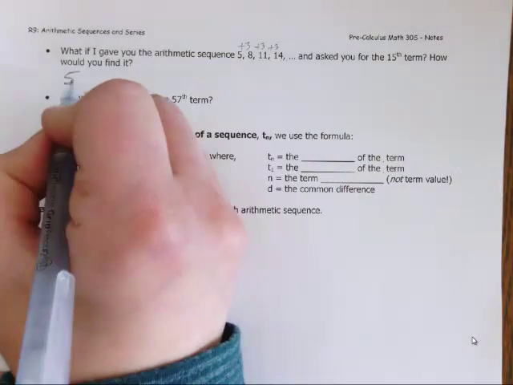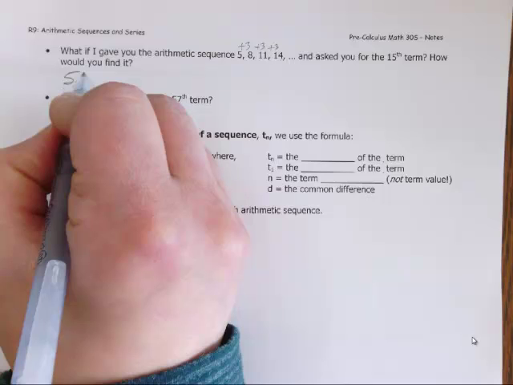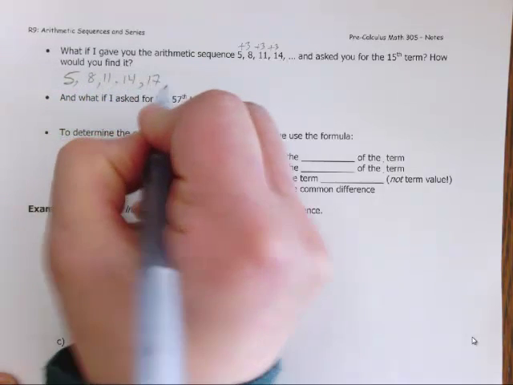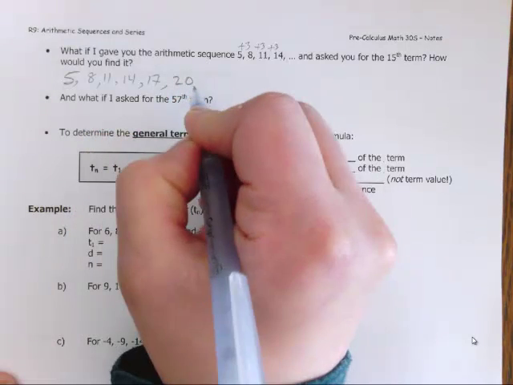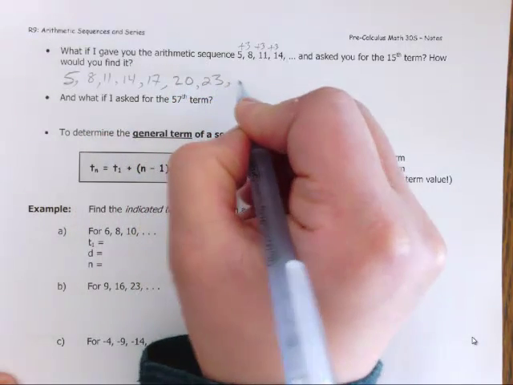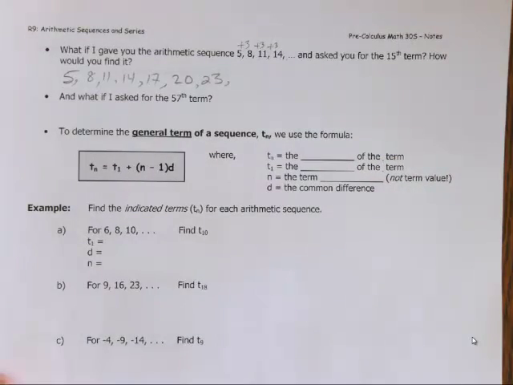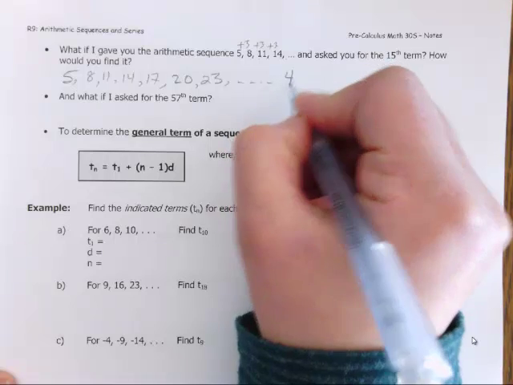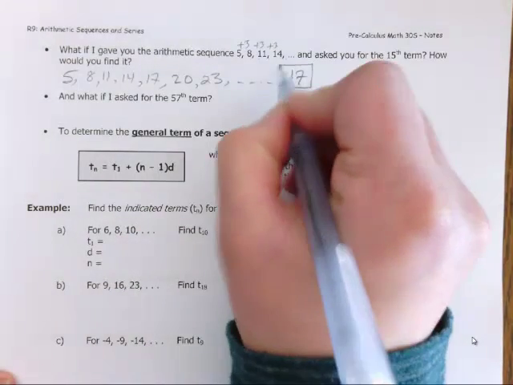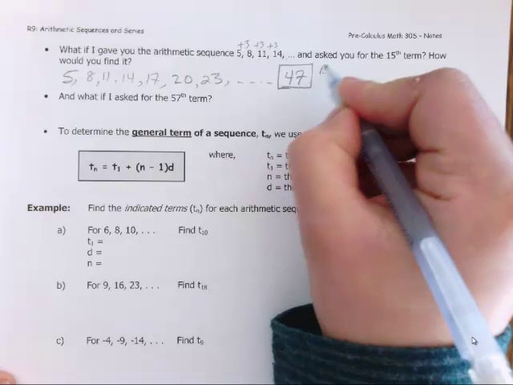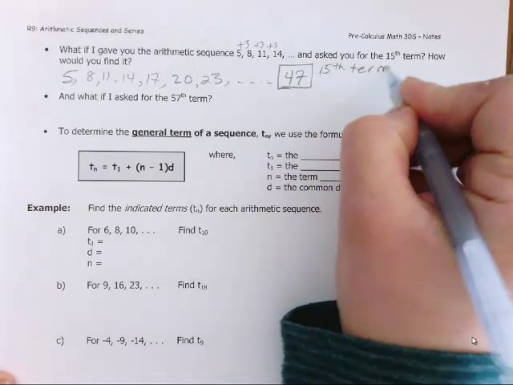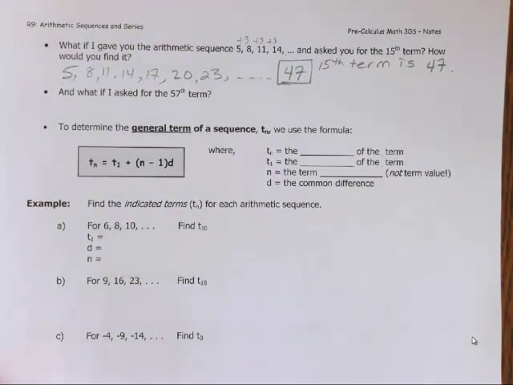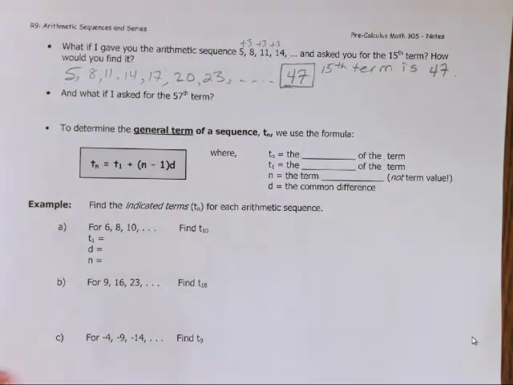So you could do this, and this is absolute torture. 5, 8, 11, 14, 17, 20, 23. I'm already getting tired. Okay, you know what? Forget it. I bail because it's just too much work to do it that way. And so on and so on, and get to the answer. This is going to be the 15th term. You can continue that if you want. I'm not going to. I'm just way too lazy.